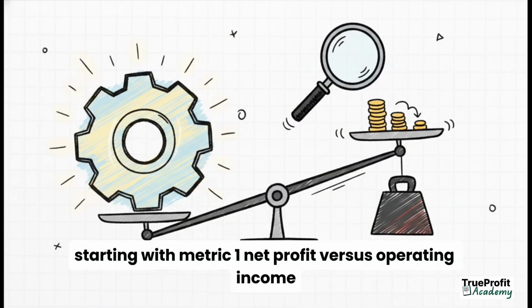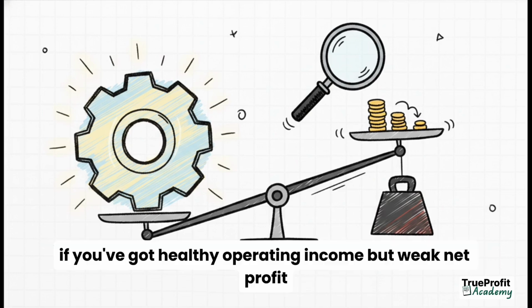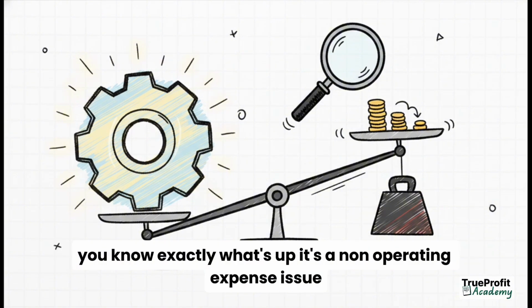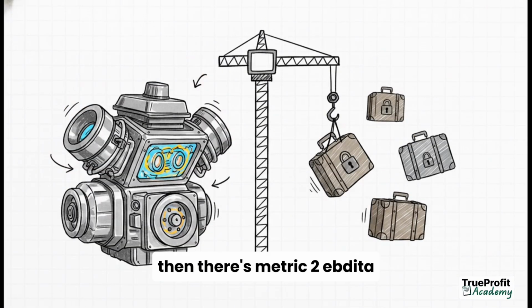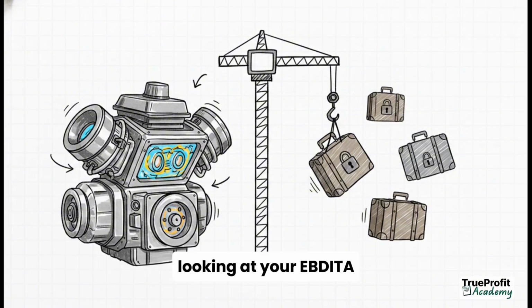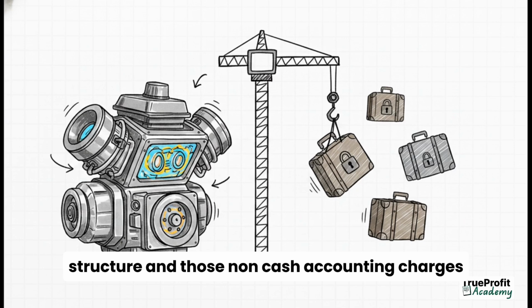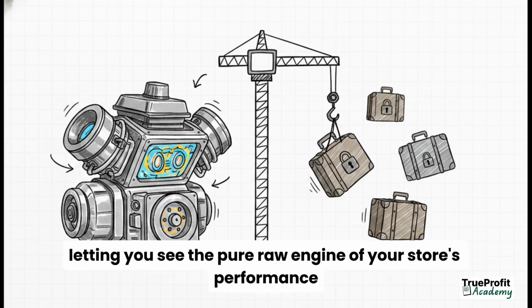Starting with metric 1, net profit versus operating income. Comparing these two is the easiest way to diagnose a problem. If you've got healthy operating income but weak net profit, you know exactly what's up. It's a non-operating expense issue. Then there's metric 2, EBITDA. That's earnings before interest, taxes, depreciation, and amortization. Looking at your EBITDA is brilliant because it strips away all that financing structure and those non-cash accounting charges, letting you see the pure, raw engine of your store's performance.